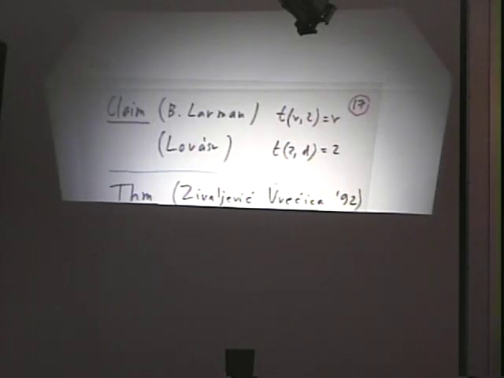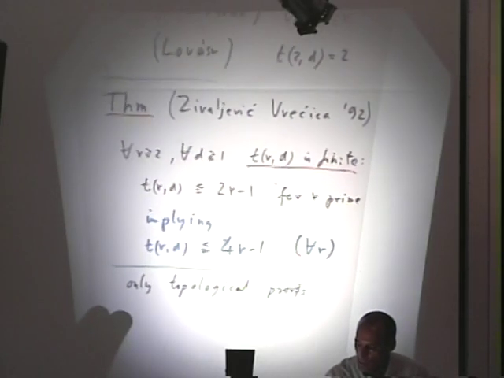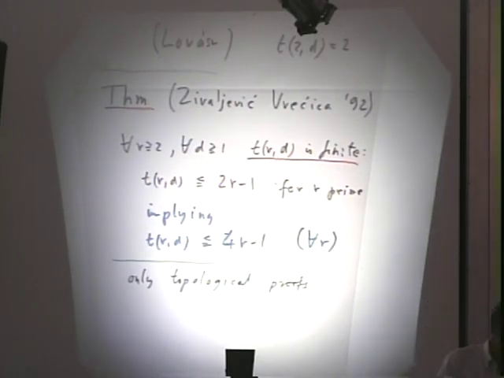This was open for a while, and Zhivalyevich and Vrećica proved it in '92: that this t(r, d) that I defined previously is finite. And actually, if r is a prime, then it is smaller than 2r minus 1, not so big at all.